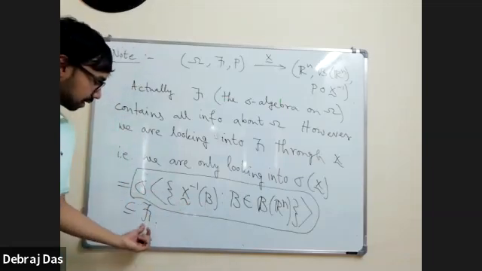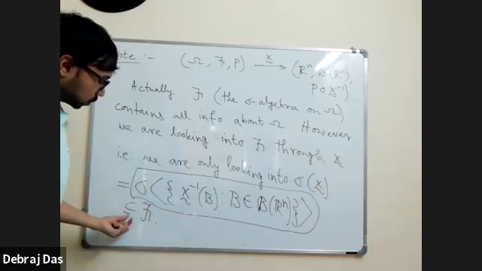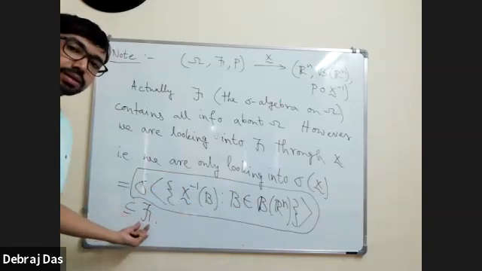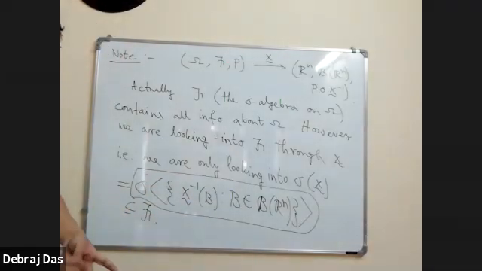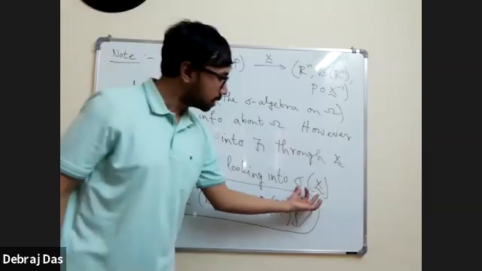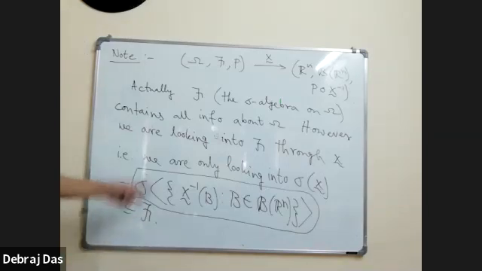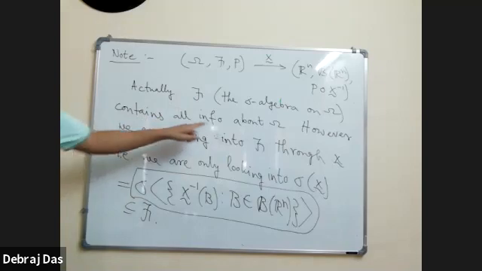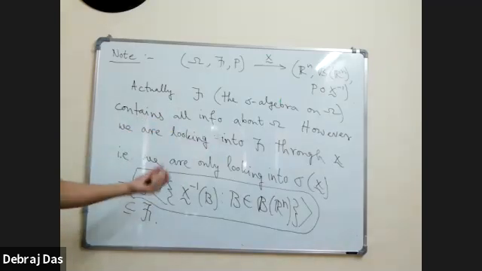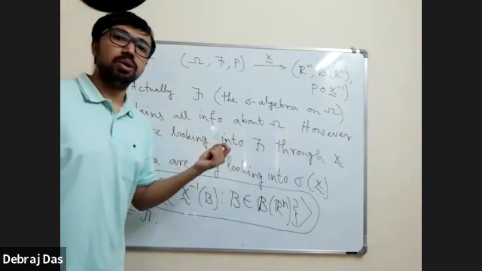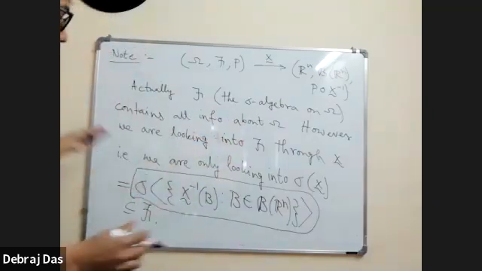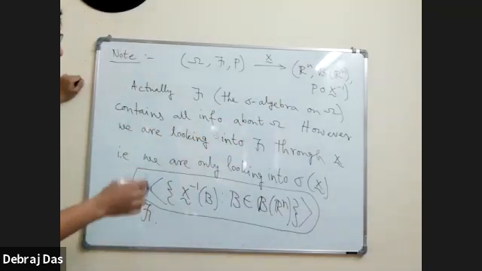And this is a sigma algebra, so that means the smallest sigma algebra should be contained in the bigger sigma algebra. So we are simply looking into this smaller sigma algebra rather than looking into script F, right? Although this script F contains all the information, actually we are looking into a chunk of script F, not the whole script F. So we need the assumption.